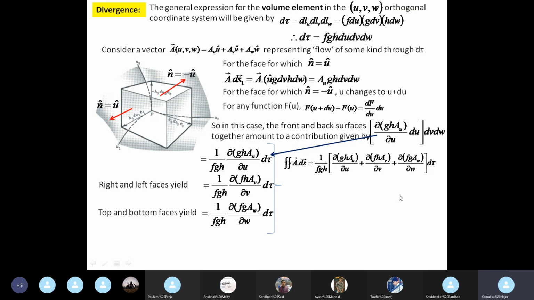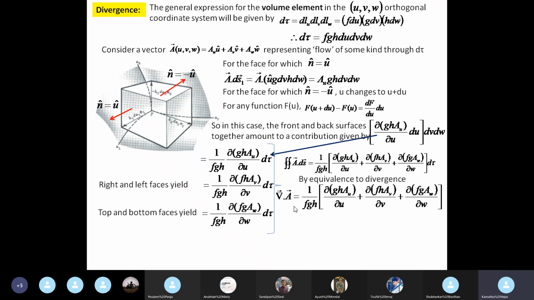So using divergence theorem, then this integration A dot ds would be equal to divergence of A times d tau. So divergence of A is given by 1 by fgh, the d tau goes, 1 by fgh into this expression here. So if you know the values of f, g and h, and if you know the coordinates u, v and w, you can write down the divergence.